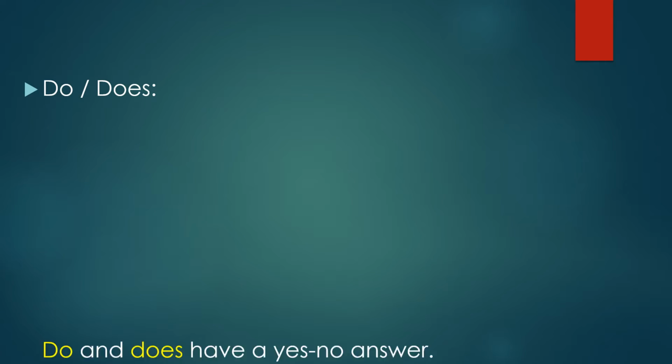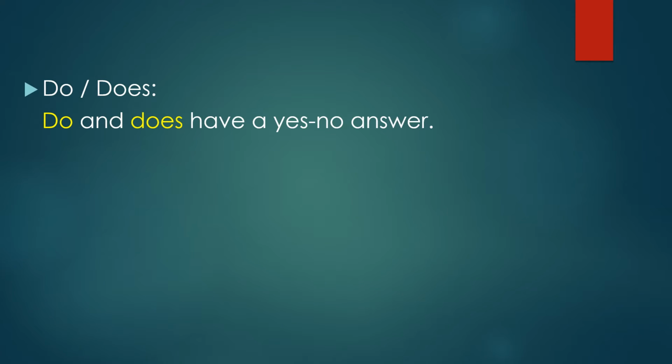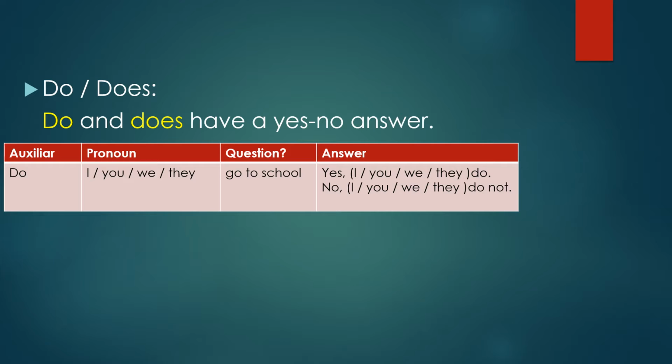Do or does? Do and does have a yes or no answer. Always, when the questions start with do or does, they're always going to be answered with a yes or a no. And the structure of the question is the auxiliary do or does. The pronoun with do is I, you, we, and they. The question and the answer. Check the answer. We have two possible answers. Or is positive, yes, I do, or it's negative, no, I do not or don't, which is the same situation.